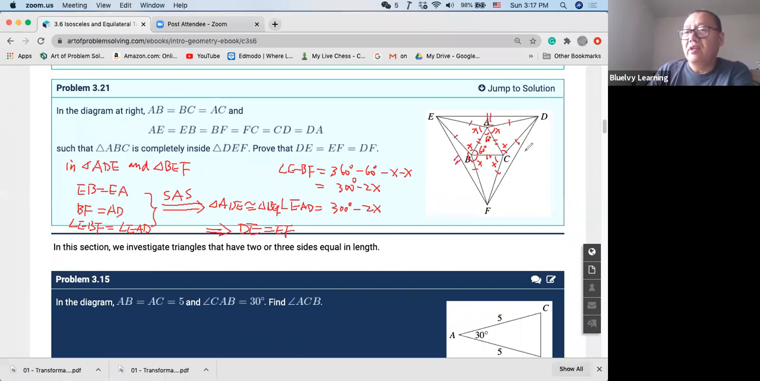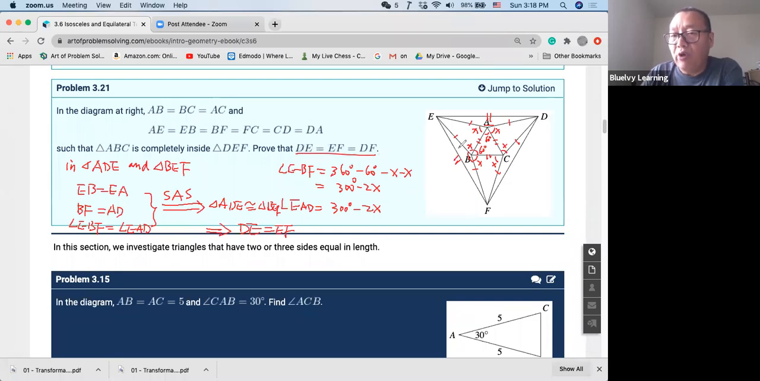Then similarly, you can also prove triangle EAD congruent with triangle CDF with this one. Then you can get DE equals DF. Then that means we get these three sides are all the same. So that means this triangle DEF is an equilateral triangle. So then we get this, right?